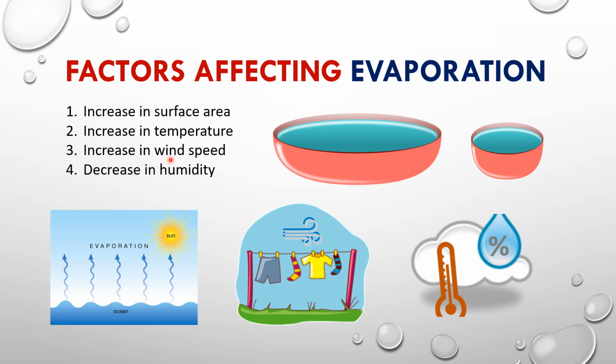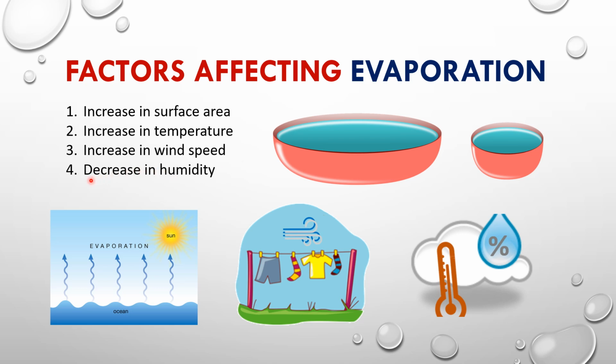So that is the second point. And the third factor is increase in wind speed. You know that in windy weather, when you put our wet clothes outside, they dry fast. That is our common observation. So why does it happen like that? Because when wind speed increases, the particles of water vapor move away with the wind, so it dries fast. So we get one more factor, increase in wind speed, rate of evaporation more.